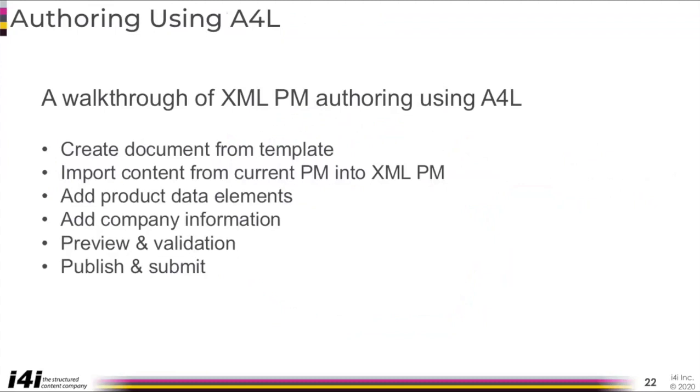First, we'll look at using A4L to create an empty XML PM document from a Health Canada compliant template. The document can then be used to either create a fresh new XML PM or to convert an already existing product monograph into the new XML PM format. Next, we'll look at how to add product data elements and company information, also called the document metadata. Then we'll look at previewing and validating your document's content and data. Finally, we'll look at the different publishing options available in A4L in order for you to submit to Health Canada.